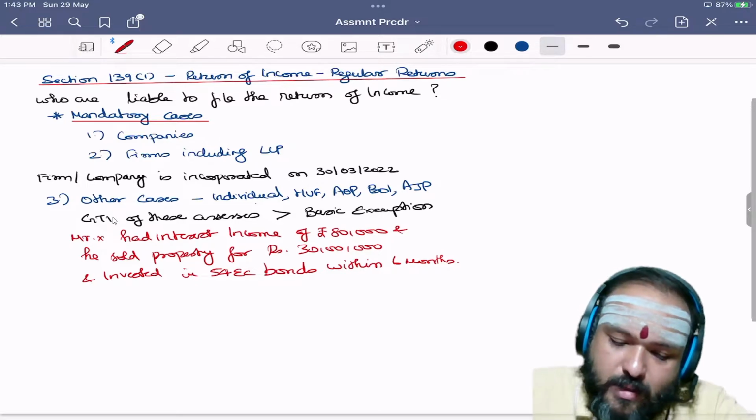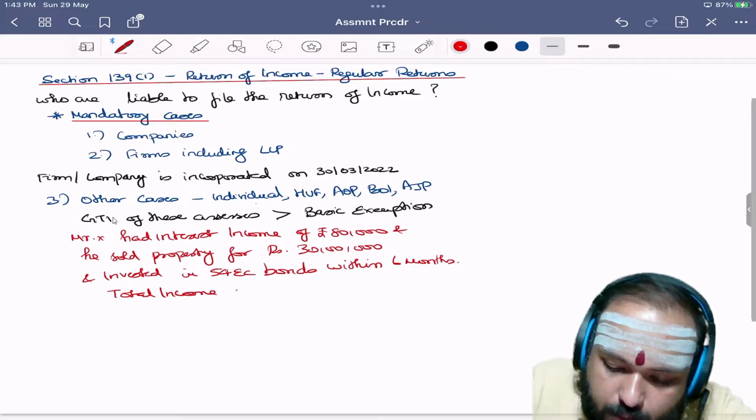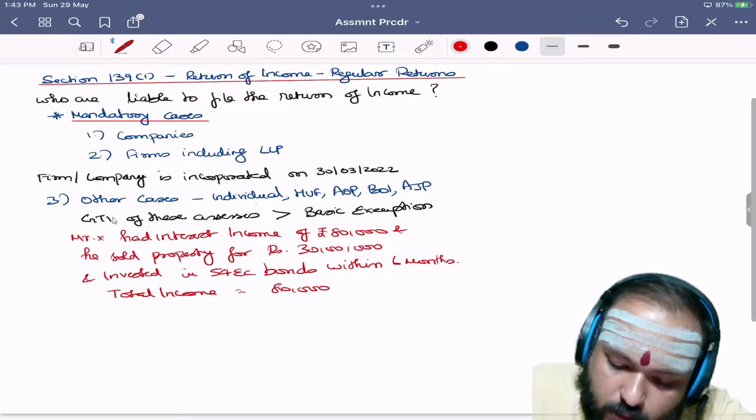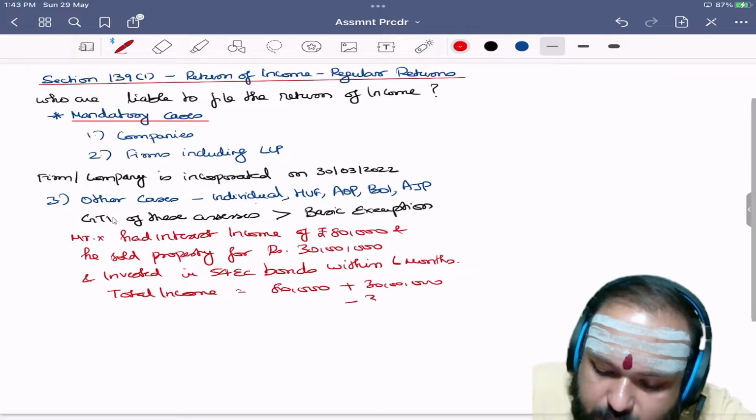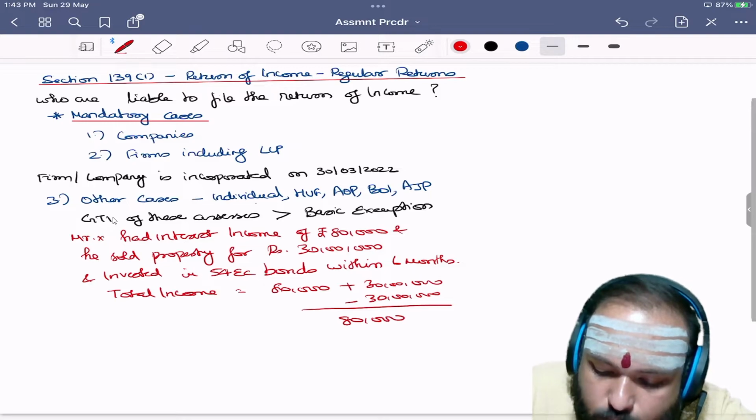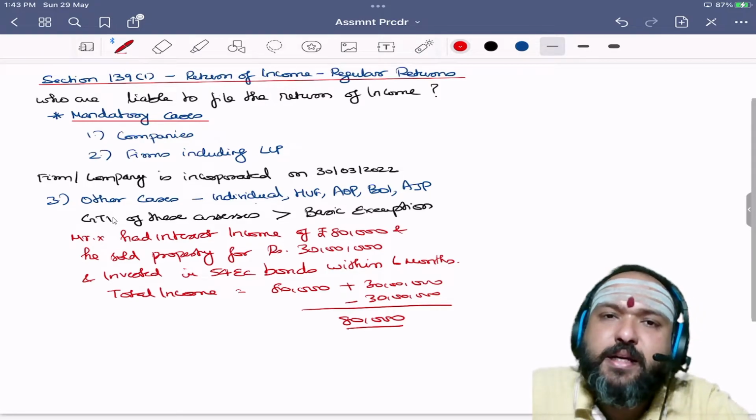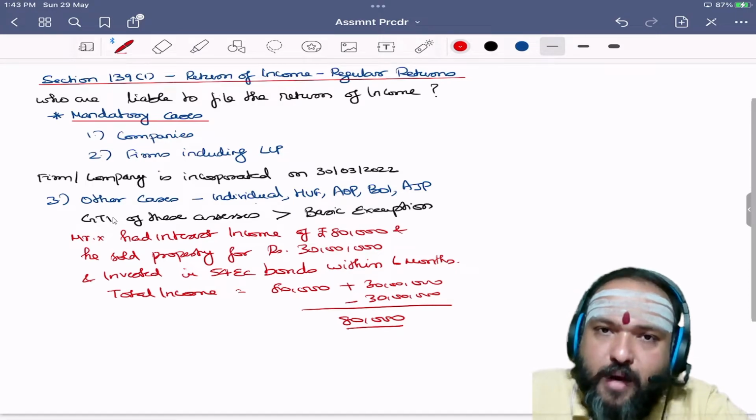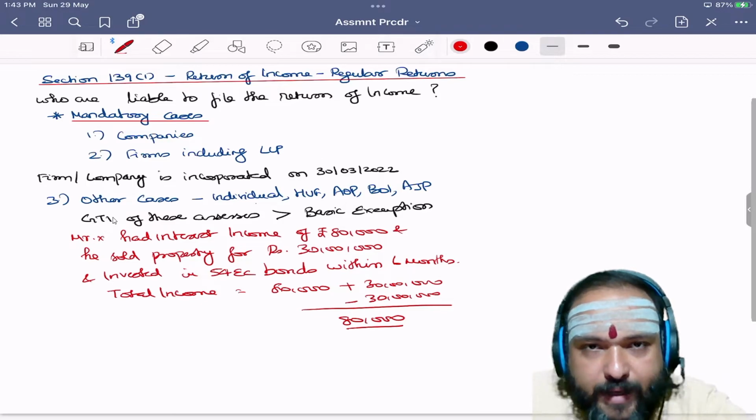Now what has happened? His total income. What is his total income? Total income is equal to 80,000, which is your interest income, plus 30 lakhs, which is your capital gains, minus 30 lakhs, which is your 54EC. Therefore, your total income is 80,000. Mr. X, let us assume, is not a senior citizen or super senior citizen. So, what is the tax slab rate for which he will be applicable? Up to 2,50,000, he is not required to pay any tax. He is not required to pay any tax.